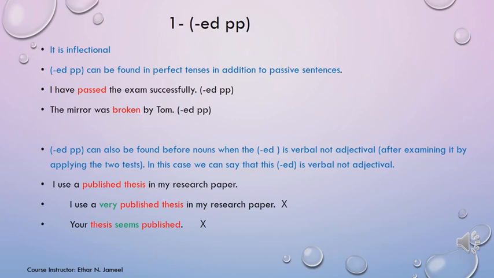We cannot. We cannot modify published by saying very published. It's wrong, according to meaning. And your thesis seems published, and it also doesn't make sense. That is why, because we cannot use very or put published after seem, and it doesn't make sense. So published is not an adjective, and the -ed in published, because it is not an adjective, is -ed past participle, not -ed adjectival.